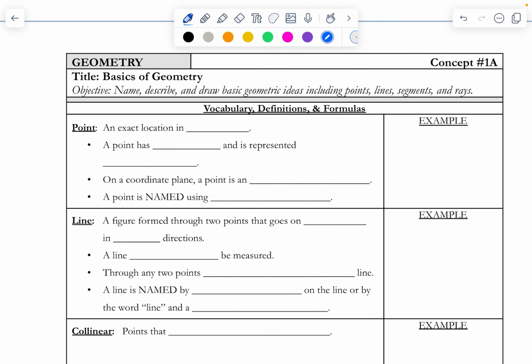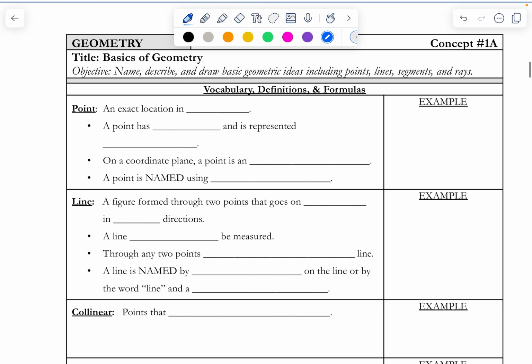Okay, Unit 1, Concept 1A. This concept is all about the basics of geometry. Our objective is to name, describe, and draw basic geometric ideas, including points, lines, segments, and rays. So our first page here, we have lots of vocabulary. We're going to go through these and show examples for each one.